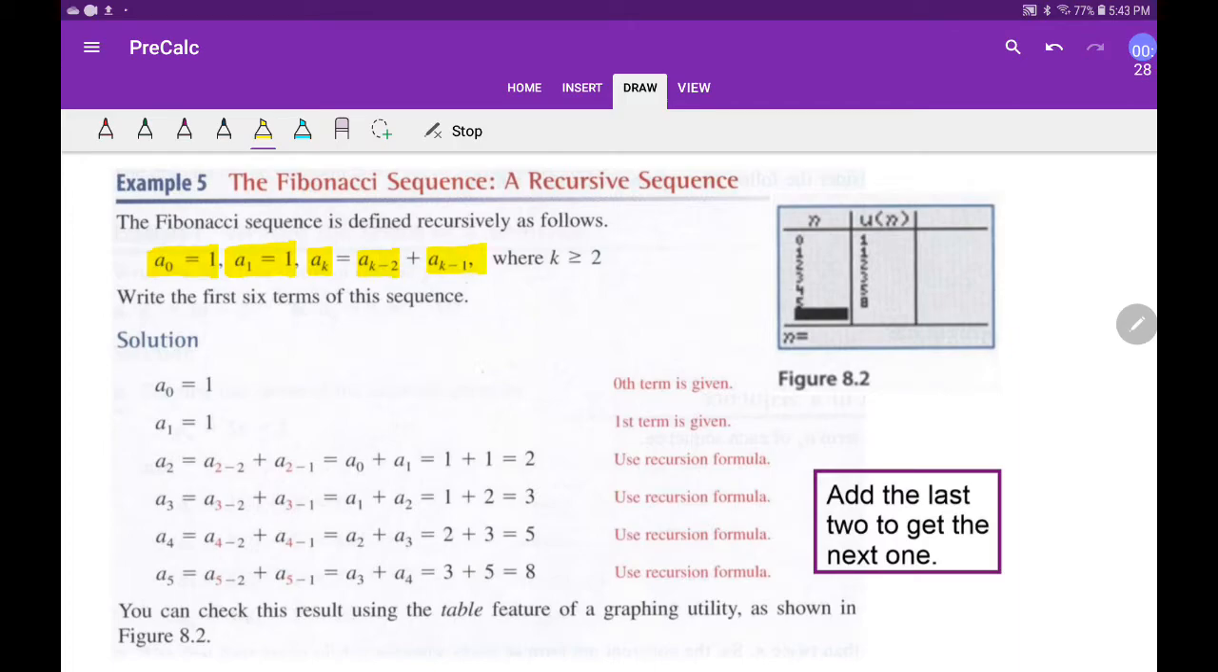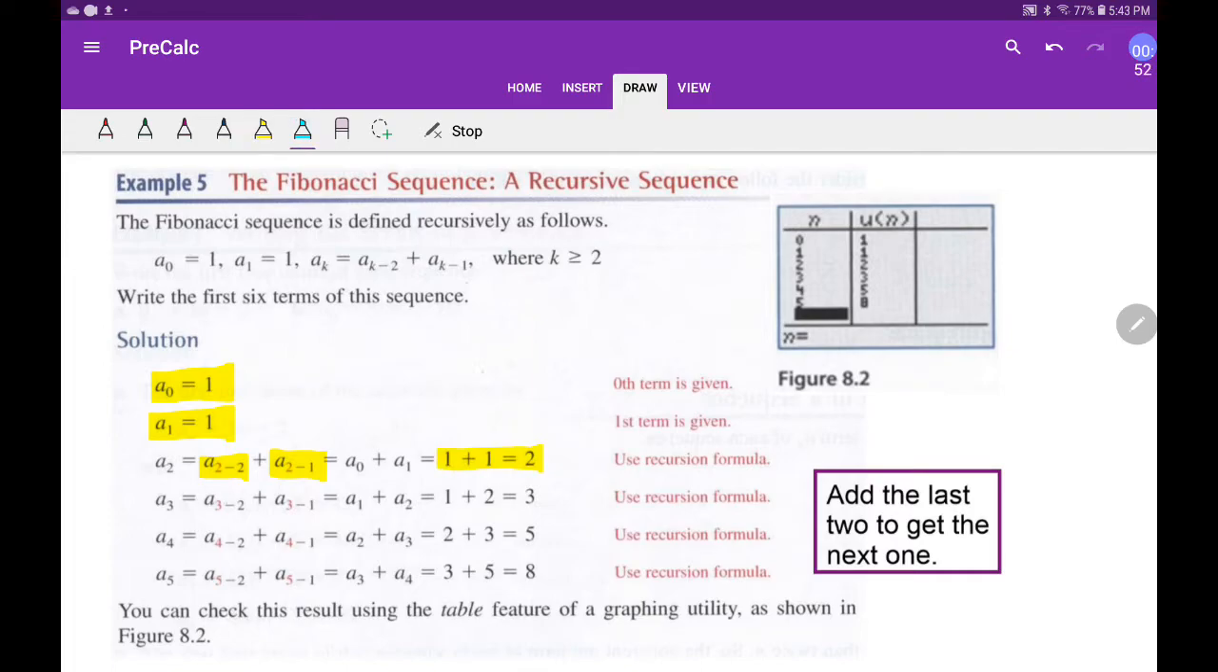So now I don't just need 1 before, I need 2 that happened before, the last 2. Okay? So they have to give me the first one, they have to give me a sub 1, which is the second one, which is a little confusing. And then a sub 2 says, hey, find me the first one and the second one and put them together. And so I said, well, they were both 1, so I get 2.